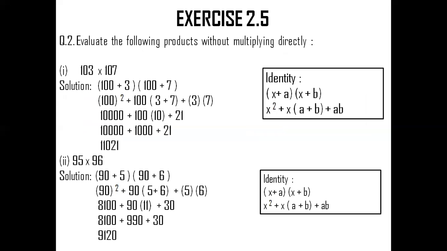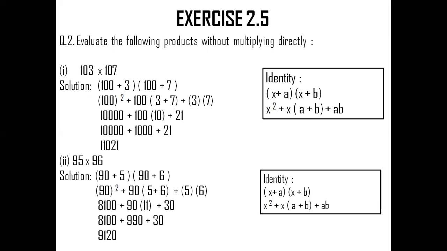Question number 2 says, evaluate the following products without multiplying directly. So I have to find the answer, but I'm not supposed to multiply them directly. So what is the first question? 103 into 107. Now, I can use different identities to solve this particular question. What I've done over here is, I have written 103 as (100 + 3) in the brackets and 107 as (100 + 7).